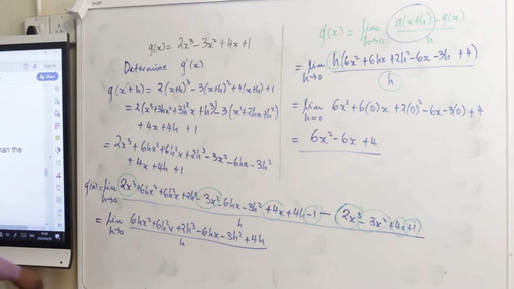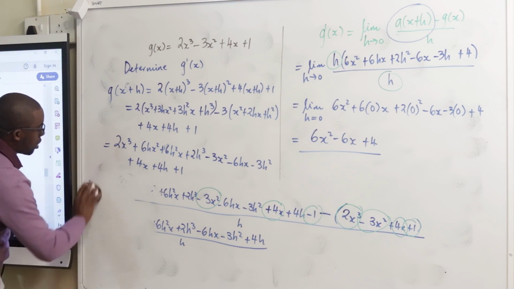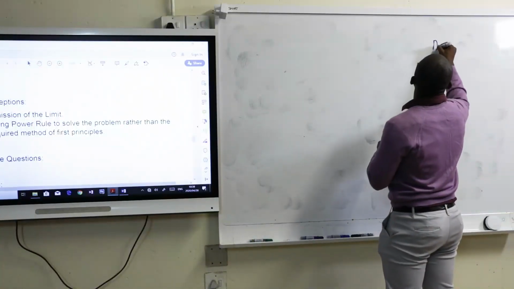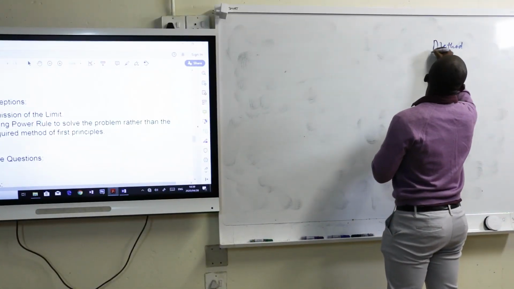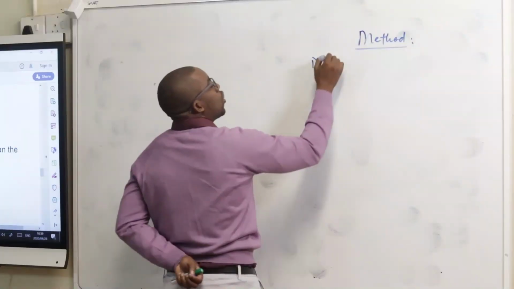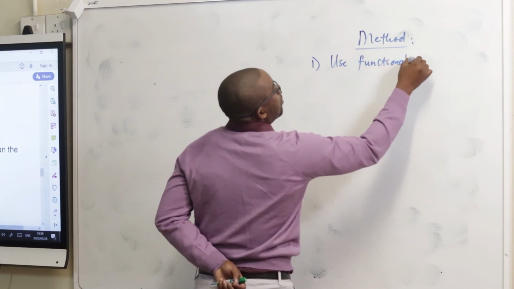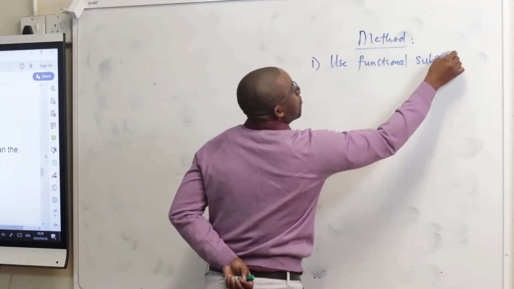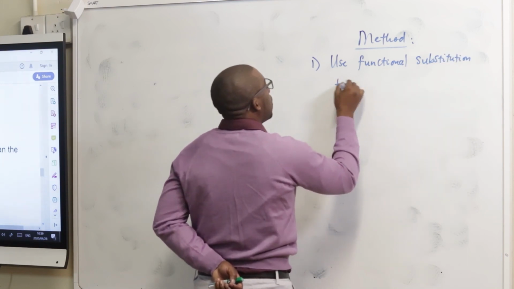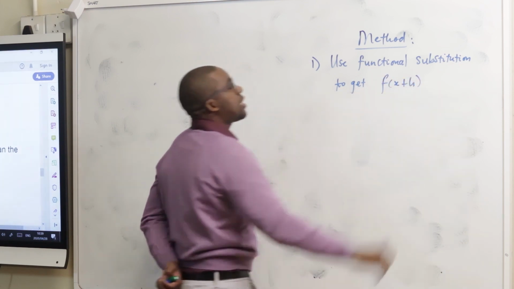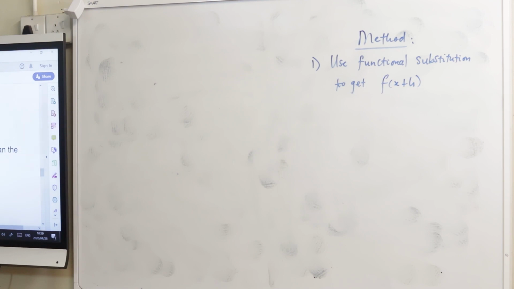What are the key steps? What are the key signposts that you cannot miss out? The method revolves around step number 1: use functional substitution to get f of x plus h. That is step number 1. Use functional substitution to get f of x plus h.